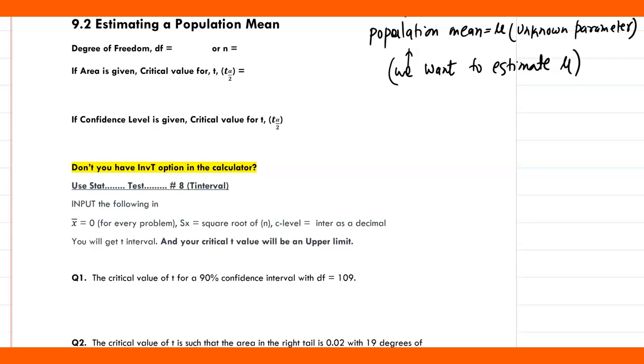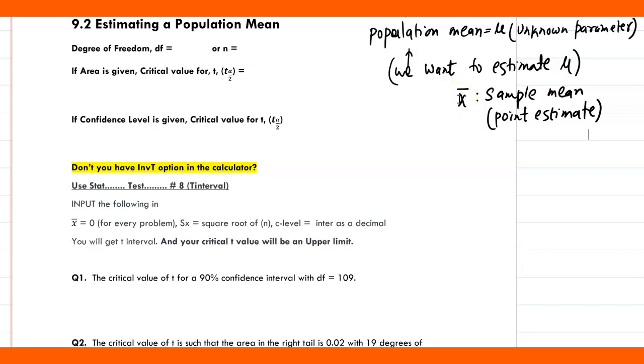And now we use x bar, which is called the sample mean. Okay, sample mean. All right, and then the sample mean is also called a point estimate, because we want to estimate the population mean with the help of the sample mean, which is x bar.